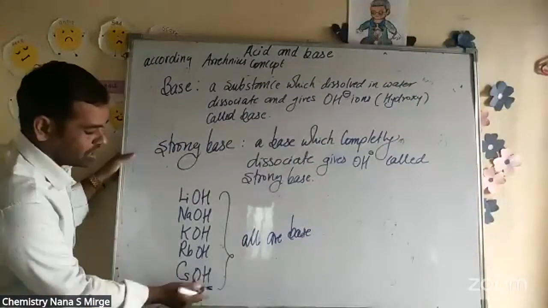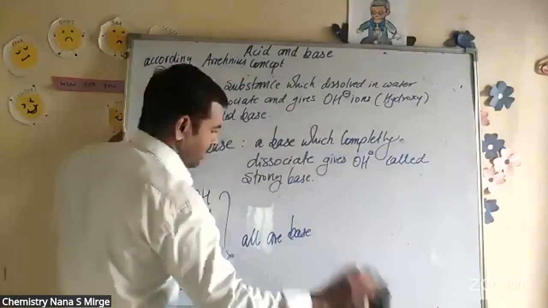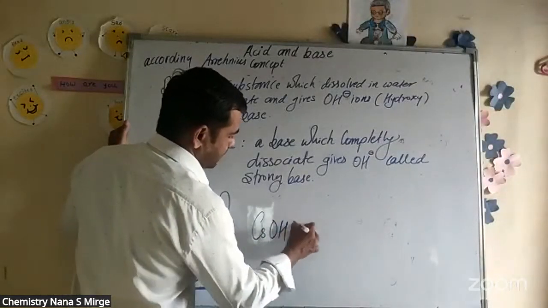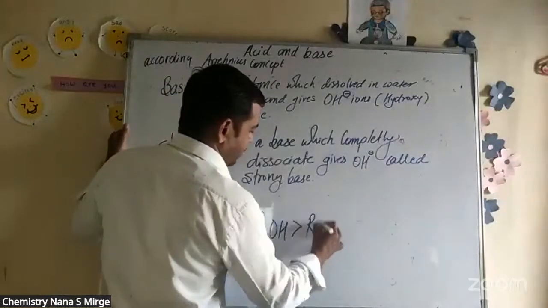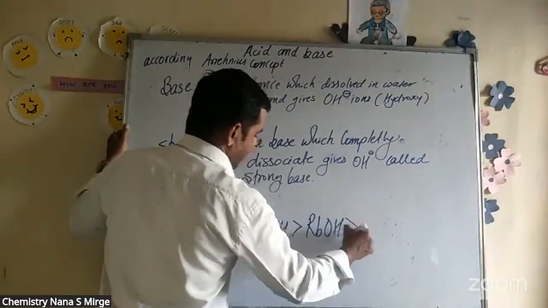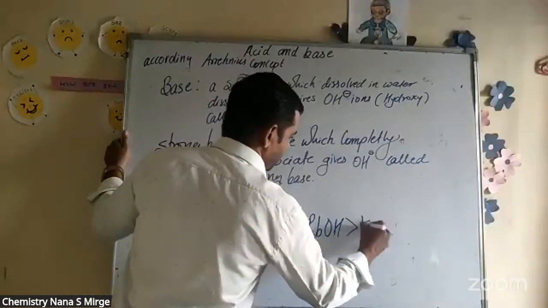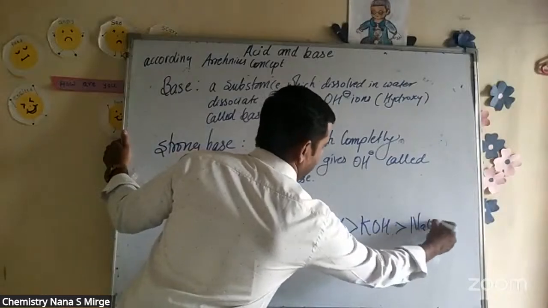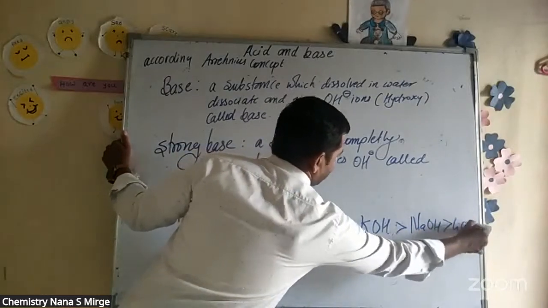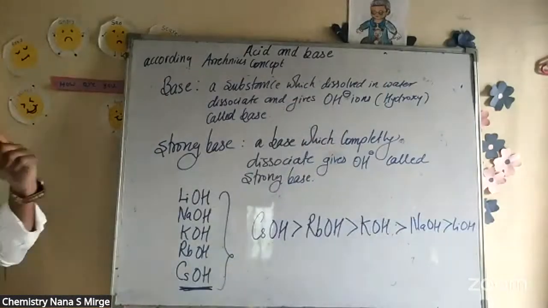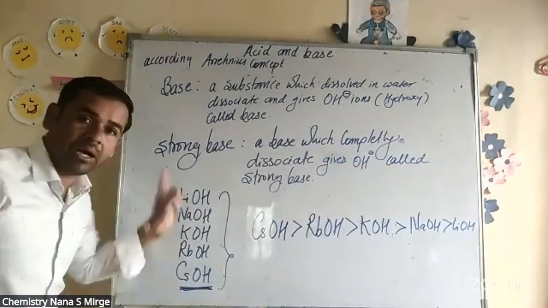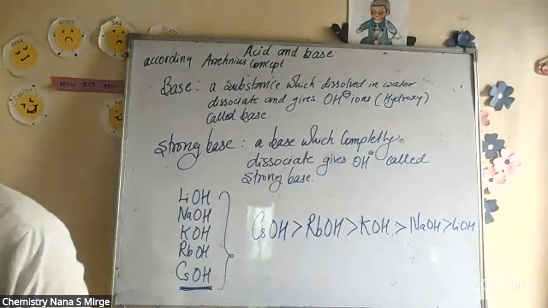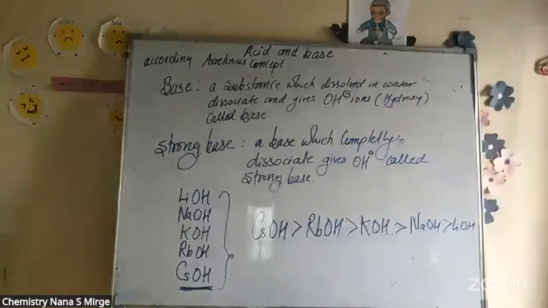Among these, इनमें strong base cesium hydroxide है, because of the basicity order. Strong base कौन सा आएगा सबसे? Cesium hydroxide. Then rubidium hydroxide, again stronger than potassium hydroxide, then again stronger than sodium hydroxide, and again stronger than lithium hydroxide. So the weakest is lithium hydroxide. इनमें compare करो, other में नहीं. So it is the basicity order of your bases which give OH negative ion.